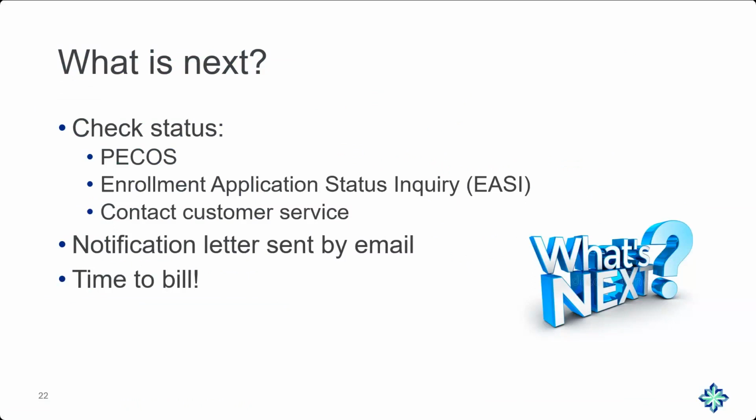Once we have everything that we need, we will send a notification letter by email if you give us an email in the contact section. If you don't, it will go out physically. It will look like a letter, and it will have your MPI and your P10 and the provider name on it. But once you receive that letter, you are ready to bill. That letter goes out once we have confirmed your information is set up in our claims adjudication systems.